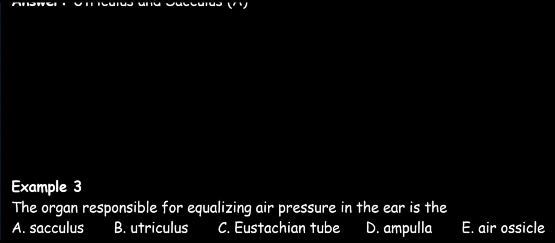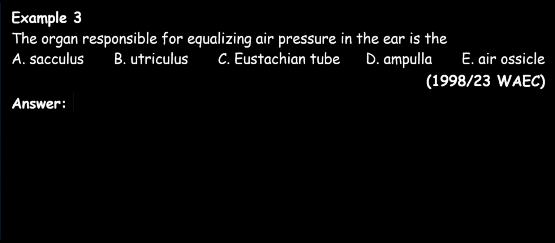The next question says the organ responsible for equalizing air pressure in the ear is the A, sacculus, B, utriculus, C, eustachian tube, D, ampulla, E, ossicle. The answer to this question is C. The eustachian tube is the organ responsible for equalizing air pressure in the ear.